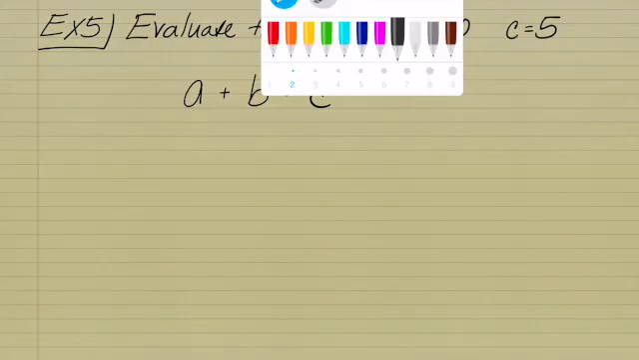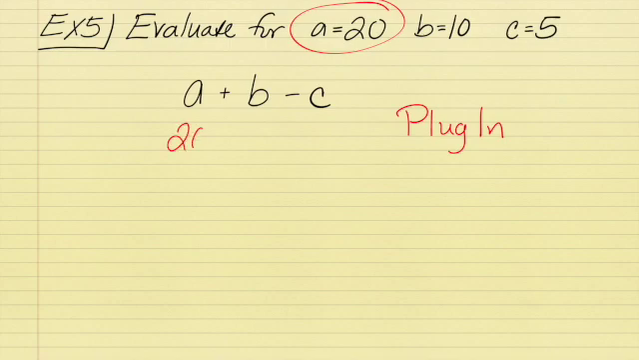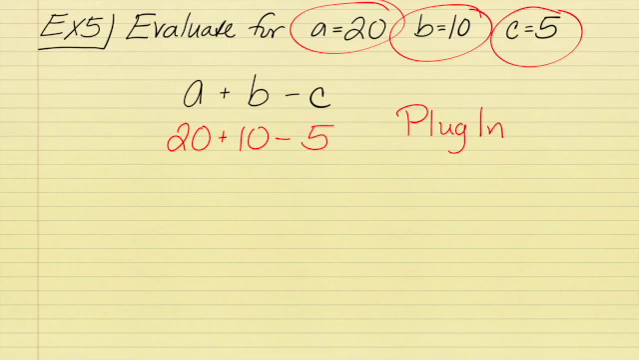All right, at this point, you should have your own answer. So let's follow along to see if you did exactly what I'm doing. The first thing we're going to do is we're going to plug in. So the A turns into the number 20, plus the B, which turns into the number 10, minus the C, which turns into the number 5.